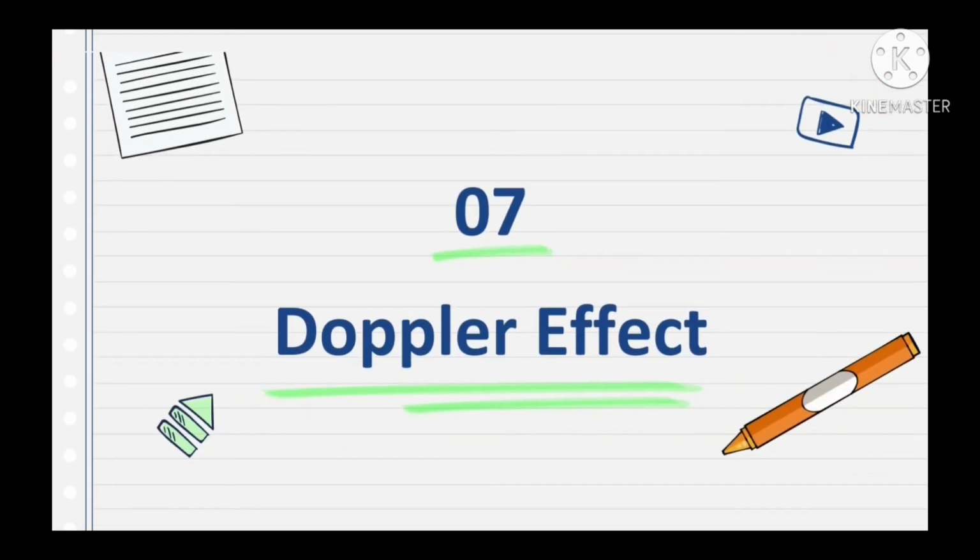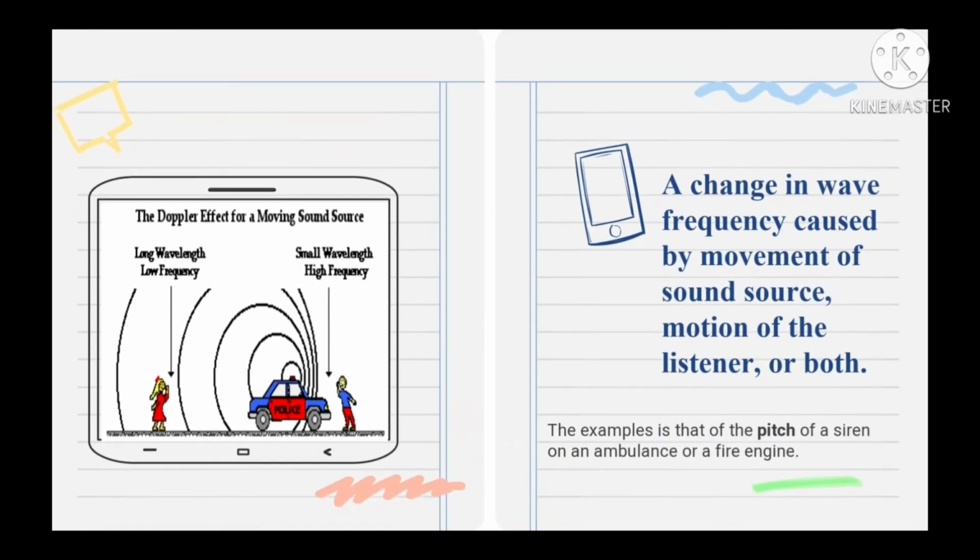Okay, the last topic is the Doppler effect. So what is the Doppler effect? The Doppler effect is a change in wave frequency caused by movement of the sound source, motion of the listener, or both. One of the most common examples is the pitch of a siren on an ambulance or a fire engine. You may have noticed that as a fast-moving siren passes by you, the pitch of the siren abruptly drops. At first, the siren is coming towards you when the pitch is higher.